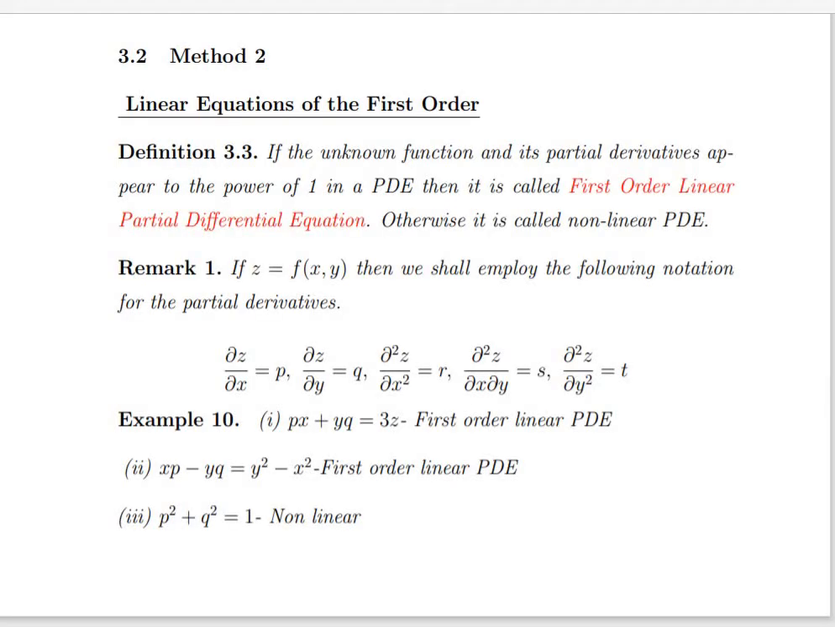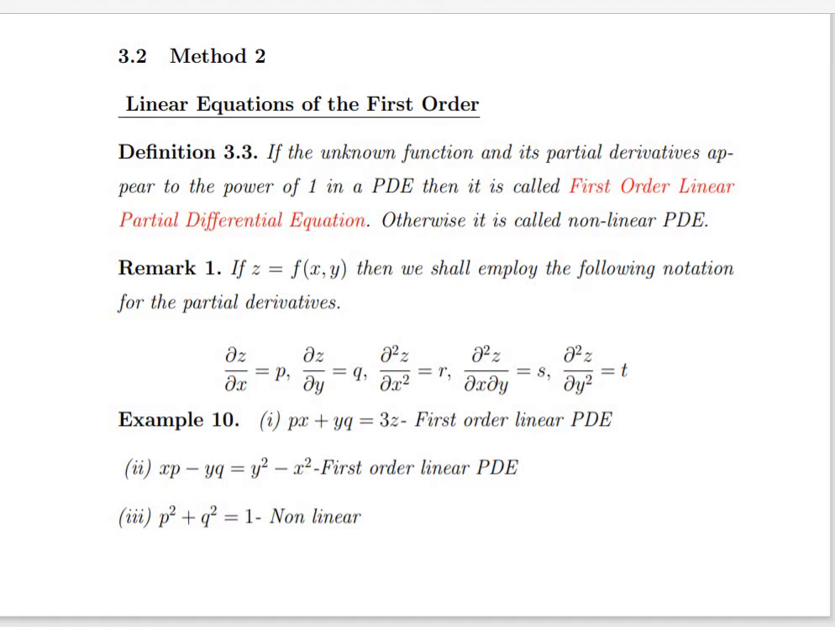In this part, we are going to see how to find the solution of a linear equation of first order using Lagrange's method. For that, first we can see what is a linear equation of first order. If the unknown function and its partial derivatives appear to the power of 1 in a partial differential equation, then it is called a first order linear partial differential equation. Otherwise, it is called a nonlinear partial differential equation.